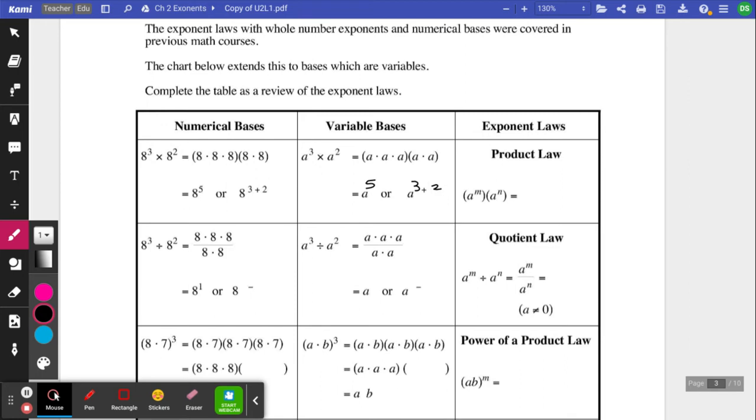Okay, so the product law, this would be a to the power of what? m plus n. Add the exponents together. So if the bases are the same and you're multiplying, you keep that base and you add the exponents.